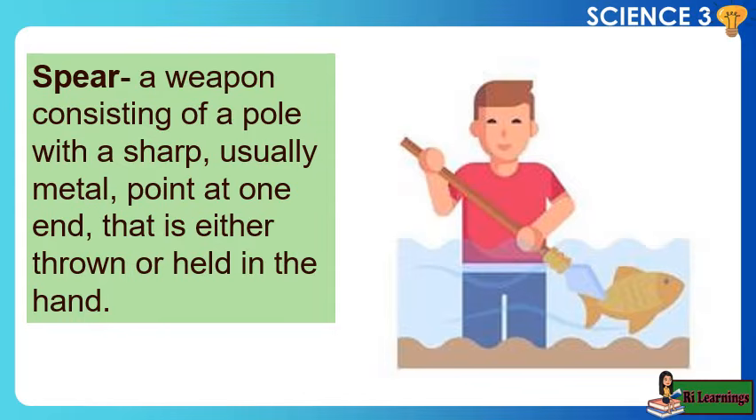Spear: a weapon consisting of a pole with a sharp, usually metal, point at one end, that is either thrown or held in the hand. Kai, the main character in the story, made a spear, which he used to catch fish. The spear could easily pierce fish because it was sharp and pointed.